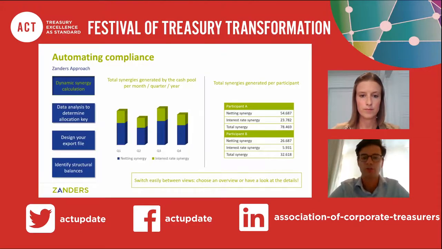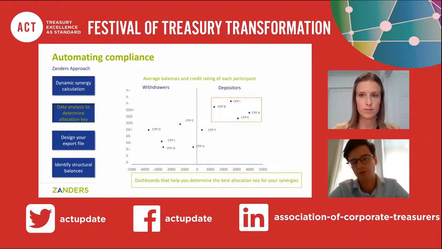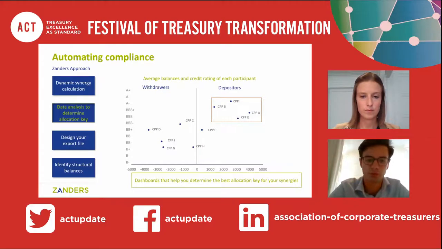And you see actually here on the top right that you have entities that contribute the most in credit rating and in balance. So it's logical to give those most of the remuneration, most of the cash flow benefit.